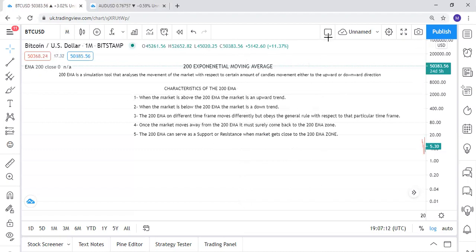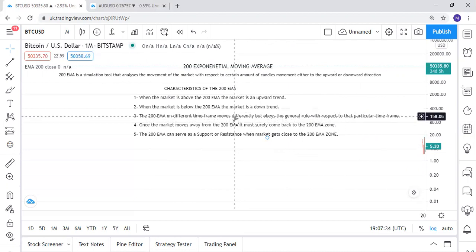Now, we both know when the market is above the 200 EMA, the market is in an uptrend. And when the market is below the 200 moving average, the market is in a downtrend. And the 200 moving average on different time frames moves differently, but obeys a general rule with respect to that particular time frame. What do I mean by this?